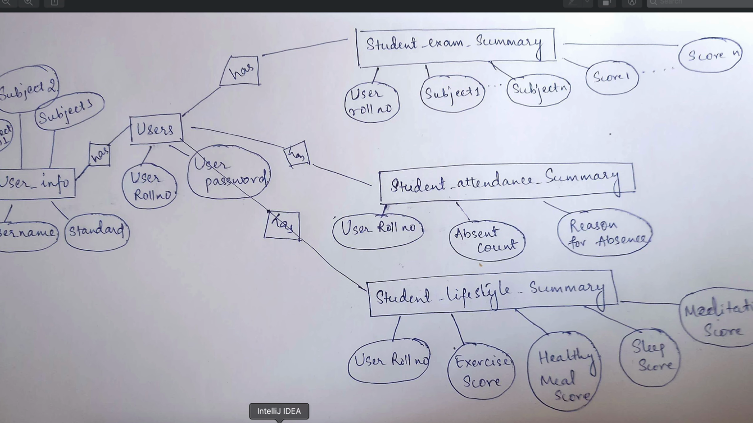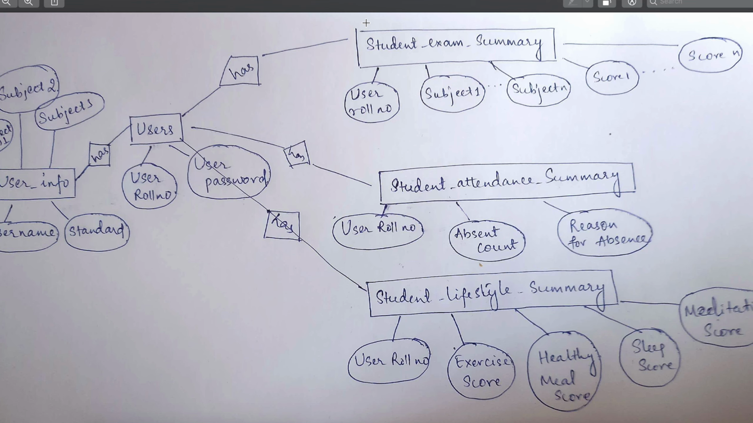Now coming to the DB design of our application. Users is the master table which keeps the user roll number and user password, and the user info table contains the information about a student. All these attributes that we are seeing are there in the sign up page, like the username, what standard the user is in, and what three interested subjects he has taken. That also is saved in the user info table, and the user roll number is the key that maps the users table to the user info table, as well as the other three tables.